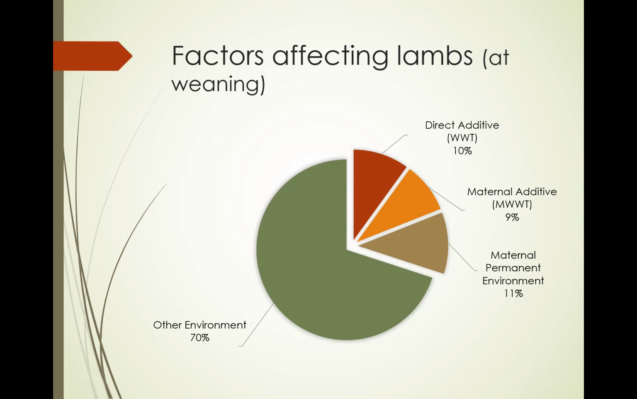About 20% is additive, genetic. 11% we parse off to that maternal permanent environment. And everything else effectively is just noise that is not genetic, that impacts the way animals perform.